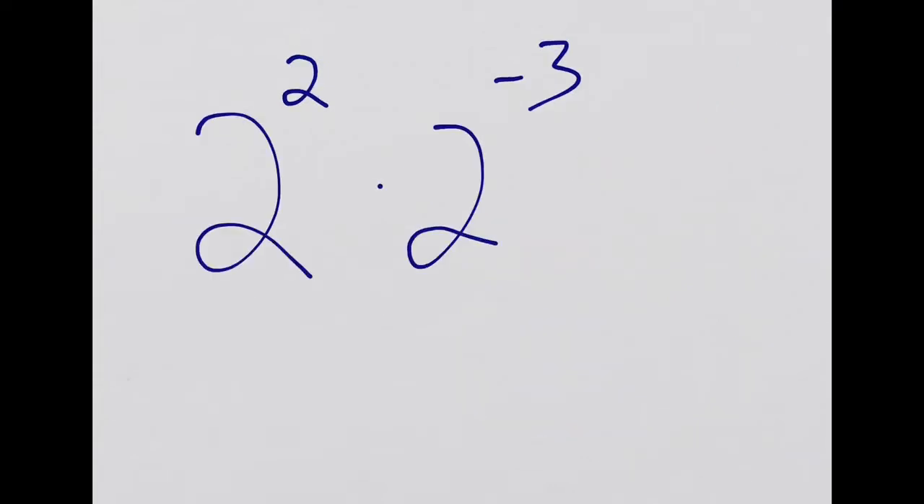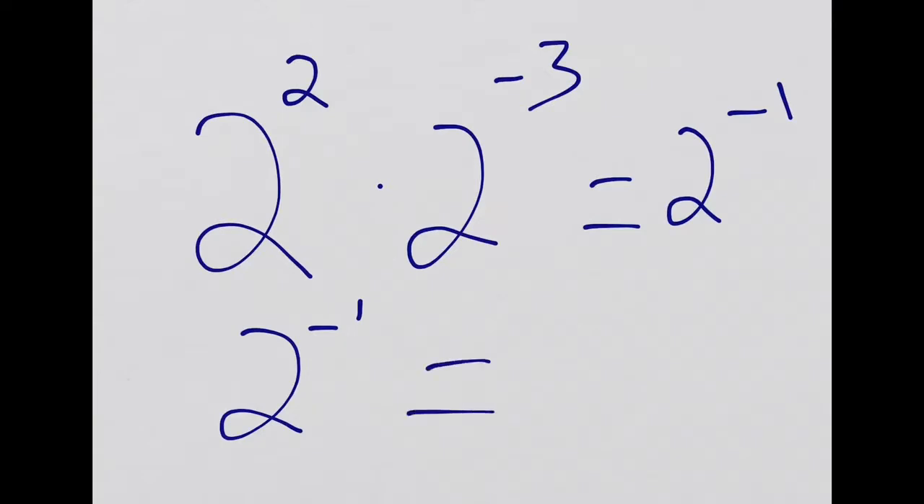The same rules apply if we have negative exponents. Do we have the same base? Yes, the base is 2 for both of these terms, and the exponents are a positive 2 and a negative 3. When I add those together, 2 plus a negative 3, which is the same thing as 2 minus 3, I get 2 to the negative 1. Another way of writing this, since we have a negative exponent, is that 2 to the negative 1 is the same thing as 1 over 2 to the first.